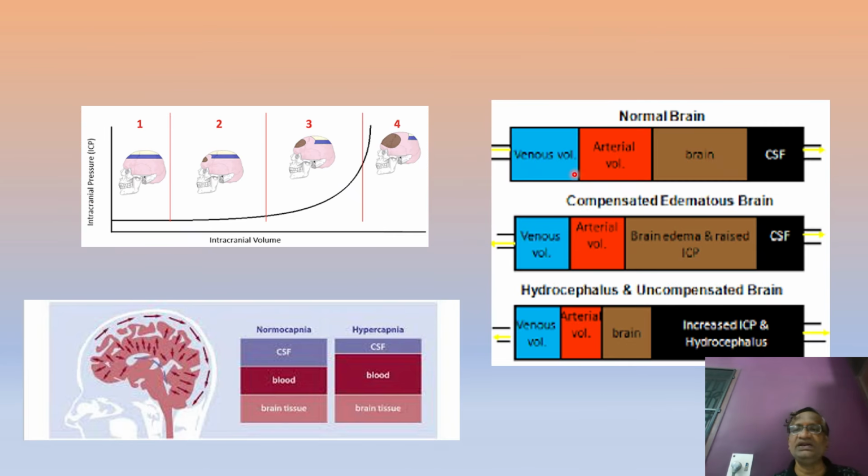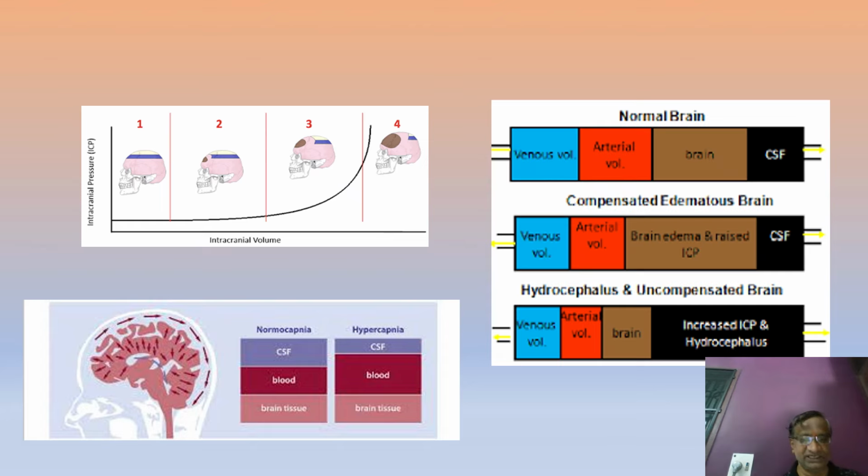Now this is the Monroe-Kelly doctrine. Now you can see normal brain, arterial volume, venous volume, CSF. Edematous brain, brain is edematous. Now CSF is decreased to maintain the arterial. This is compensated. Now if this is not compensated, the increased ICP, hydrocephalus, will compress the brain artery, so it becomes dangerous. Most important thing in anesthesia is, see here, normocapnia and hypercapnia.